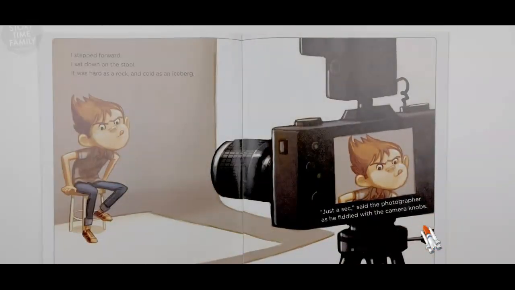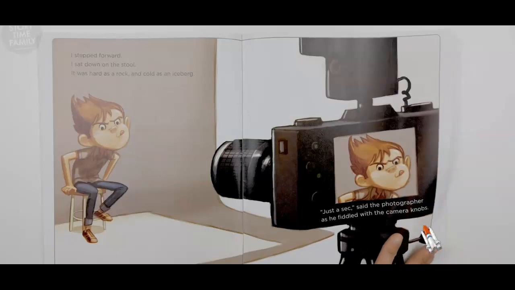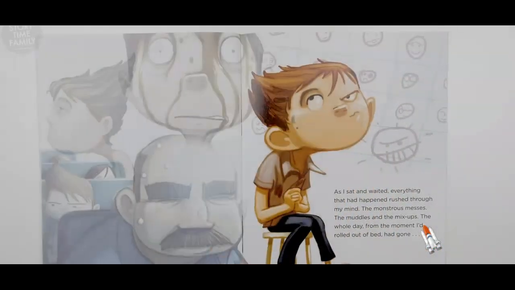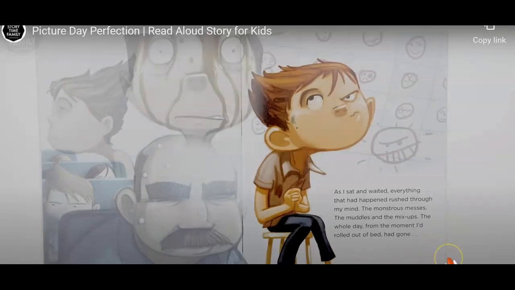I stepped forward. I sat down on a stool. It was hard as a rock and as cold as an iceberg. Just a sec, said the photographer as he fiddled with the camera knobs. As I sat and waited, everything that had happened rushed through my mind. The monstrous messes, the muddles and the mix-ups, the whole day from the moment I rolled out of bed had gone.